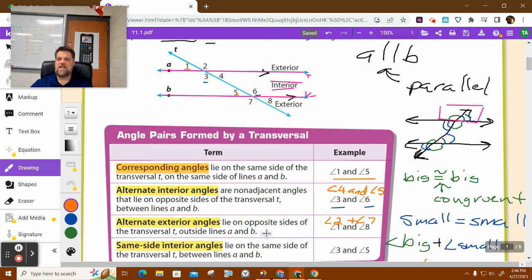Okay, same side interior angles. Same side interior angles are just on the inside. So they're 3 and 5. They're on the same side of the transversal. Can you think of another pair? 4 and 6. You guys are getting the hang of it.